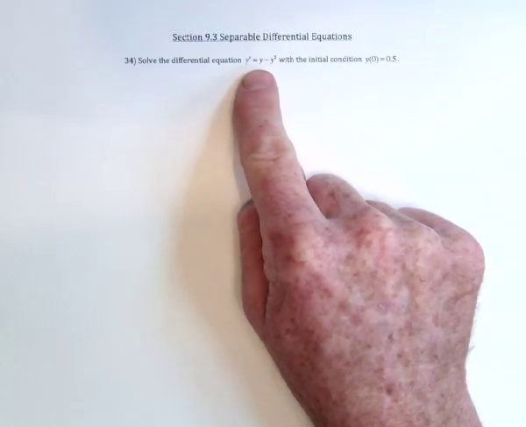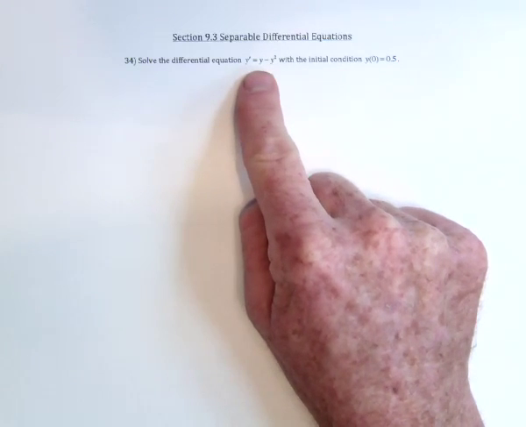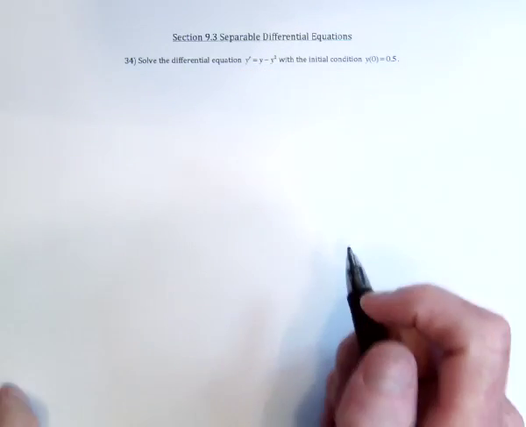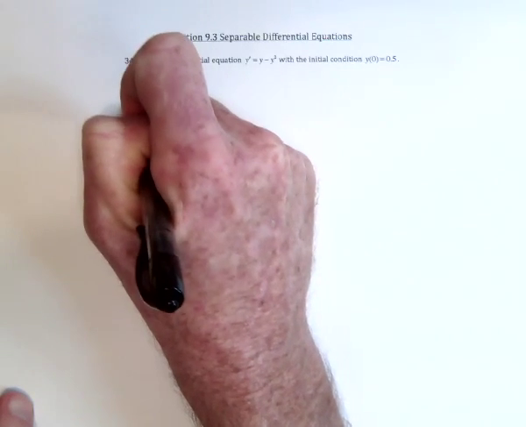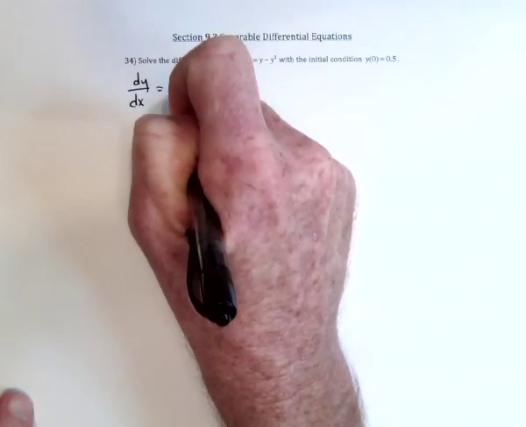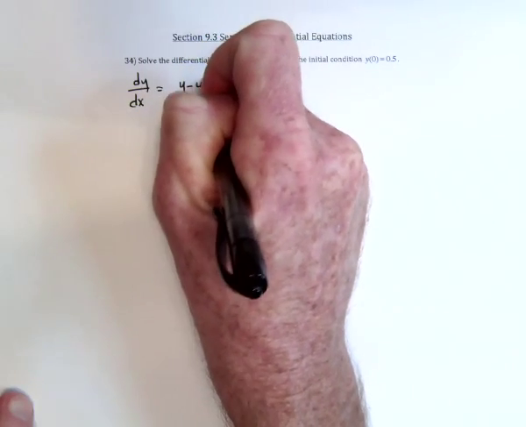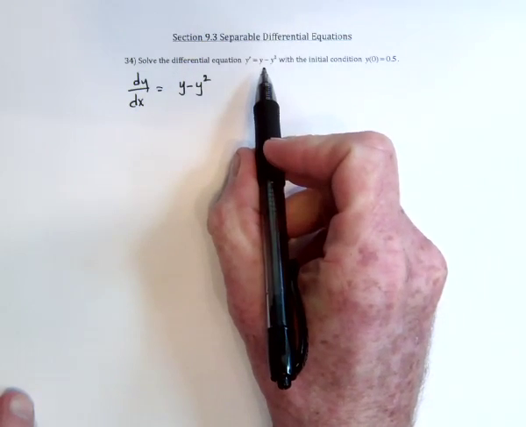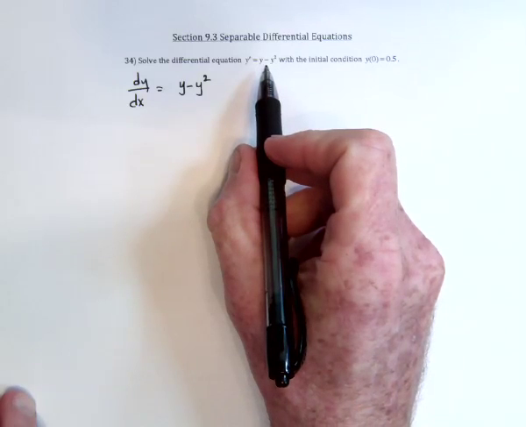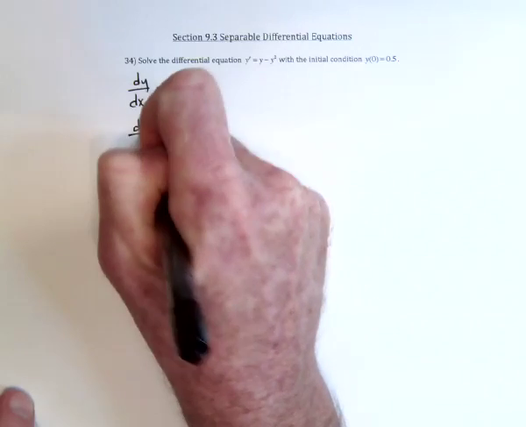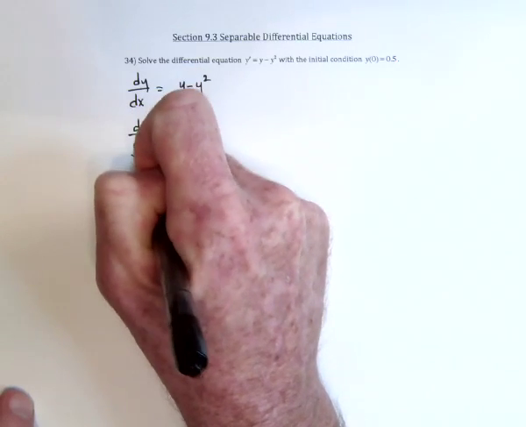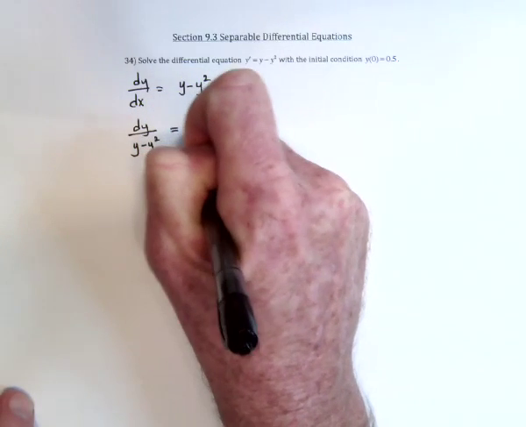Separable part of separable differential equations means you can separate the variables, the x's and the y's in here. So let's see if we can do that. First of all, y prime is dy dx. Over here, both of these have nothing but y's, so they don't belong on the right-hand side. You need to divide. It's going to be dy over y minus y squared is equal to just a dx.